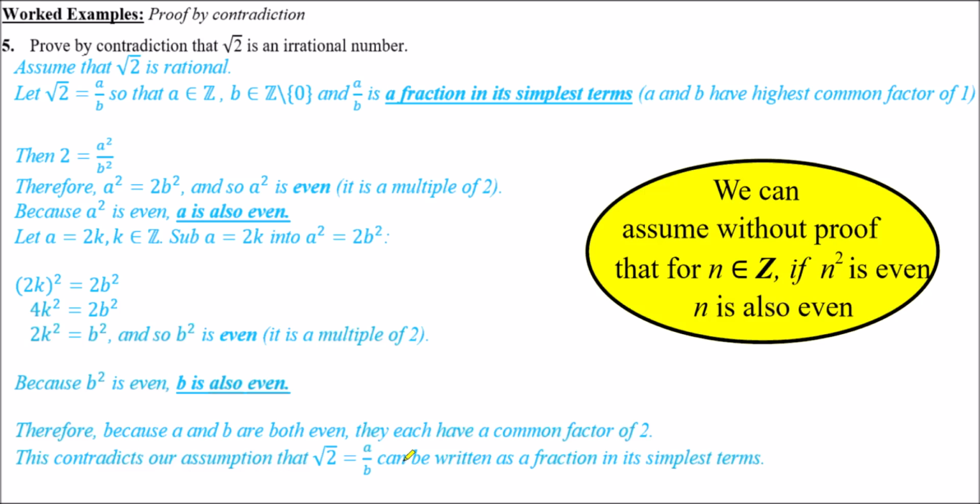But that doesn't make sense because any fraction can be written in its simplest terms. We've just shown that a over b can never be a fraction in its simplest terms. And if a fraction can never be written in its simplest terms, it can never be a fraction at all. Because any fraction can be written in its simplest terms. It's so obvious you've probably never considered the fact.